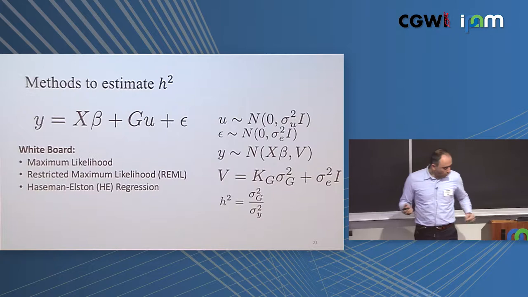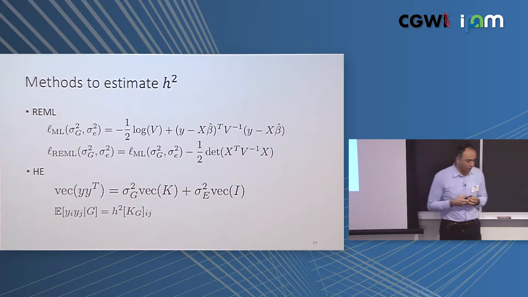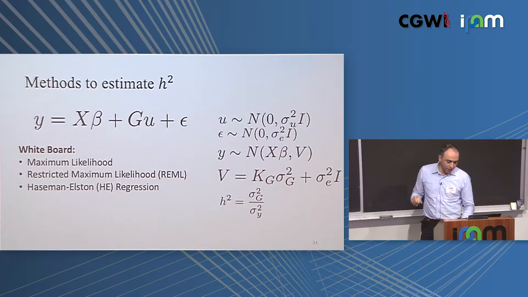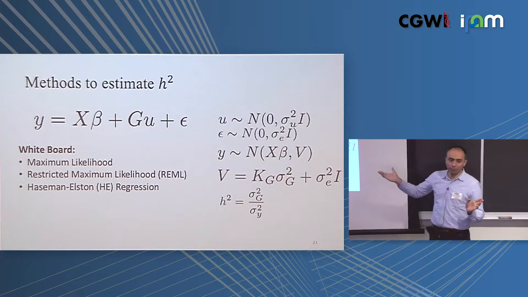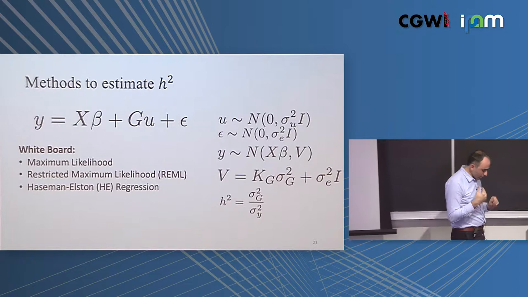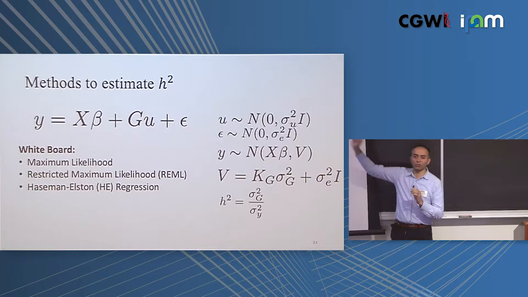So what is REML, or restricted maximum likelihood estimation? If you notice in the previous example, X beta is my fixed effect, so this is just a fixed number. GU is distributed as a Gaussian, and since the sum of two Gaussians is Gaussian, I just need to plug that into my maximum likelihood estimation.